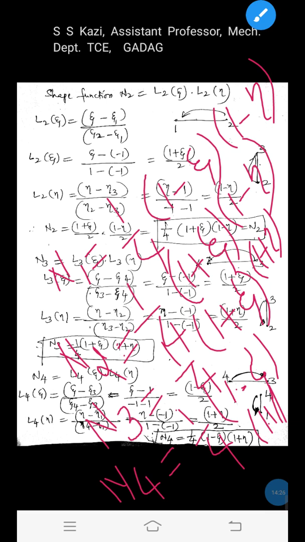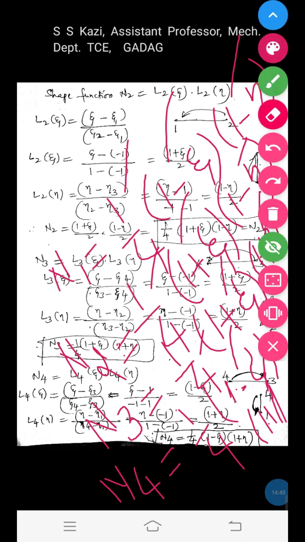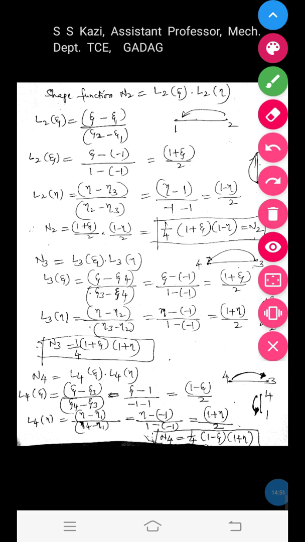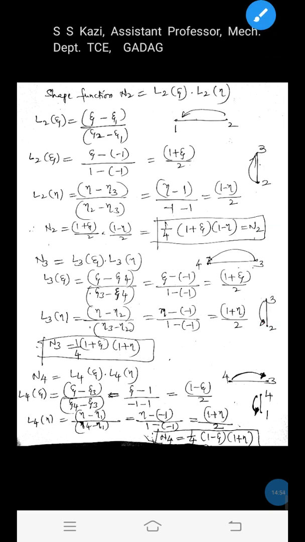You can remember this easily. All these forms have 1 by 4 as the common factor outside, and the signs are: 1 is minus, 1 is plus, like 1 minus zeta, 1 minus neta. It is just: first shape function minus minus, plus minus; second shape function, third shape function plus plus, and fourth shape function is minus plus, minus minus, plus minus, plus plus, minus plus. Like this you can remember. Okay, now these are the shape functions for a 4-node quadrilateral element in natural coordinates.